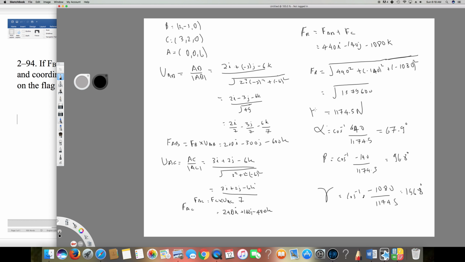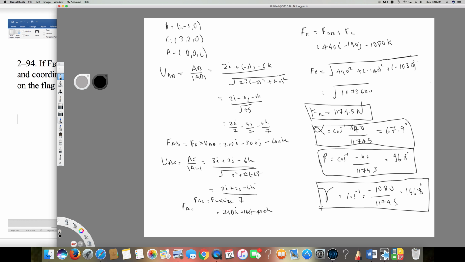So these are our final answers. FR is equal to 1174 Newton, and alpha is this value, beta is this value, and gamma is this value. And let's move to the next question.